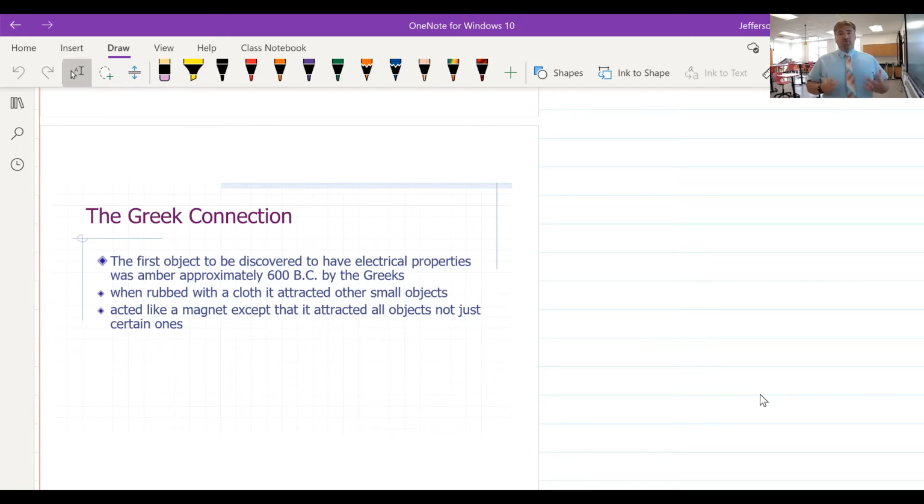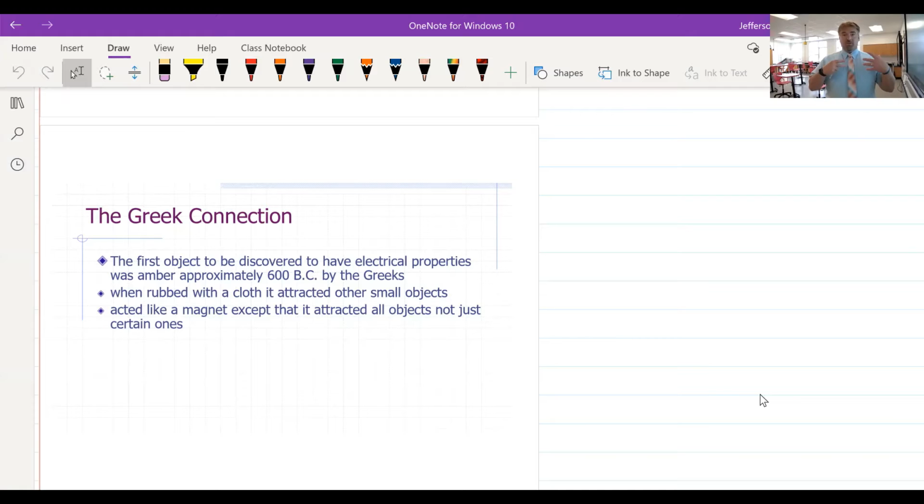The Greeks were the first set of people to discover electrical charges and their properties. Basically, in about 600 BC or so, they saw that if you took this rock called amber, and if you've ever seen Jurassic Park, you've probably heard of amber, it's fossilized tree sap, dino DNA can be found in it, that kind of thing, and rubbed it on a cloth, it had the ability to attract other objects.